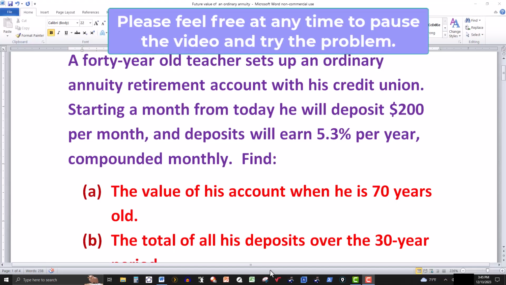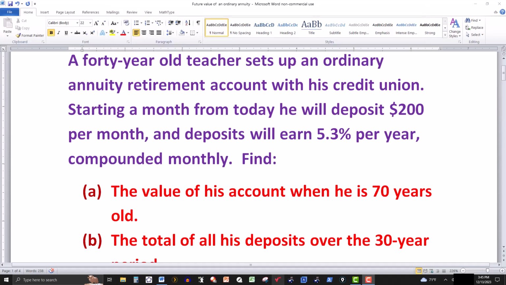Here's the problem for today's video. A 40-year-old teacher sets up an ordinary annuity retirement account with his credit union. Starting a month from today, he will deposit $200 per month, and deposits will earn 5.3% per year, compounded monthly. And we're going to find the value of his account when he is 70 years old.